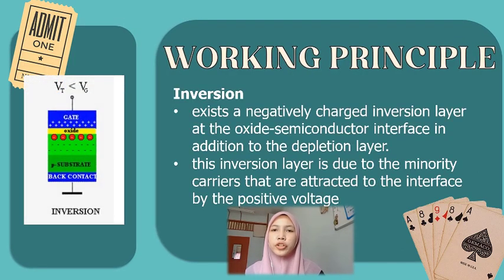And lastly, for the inversion, there exists a negatively charged inversion layer at the oxide-semiconductor interface in addition to the depletion layer. This inversion layer is due to the minority carriers that are attracted to the interface by the positive gate voltage. So that's all from me.